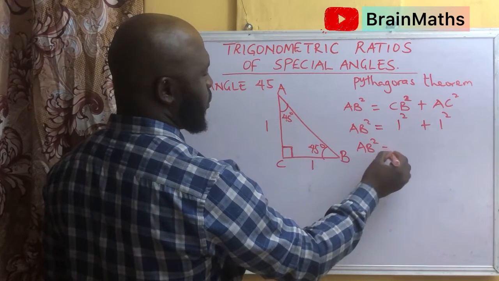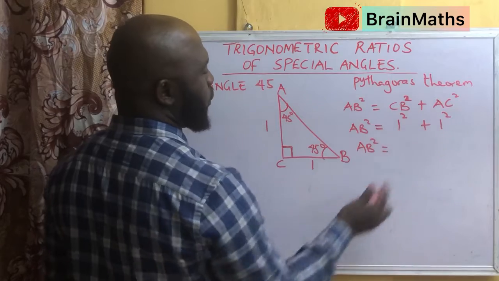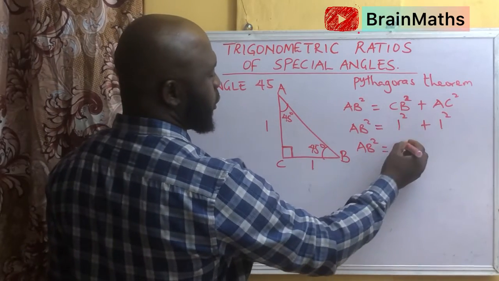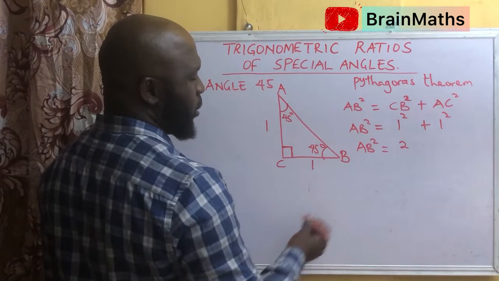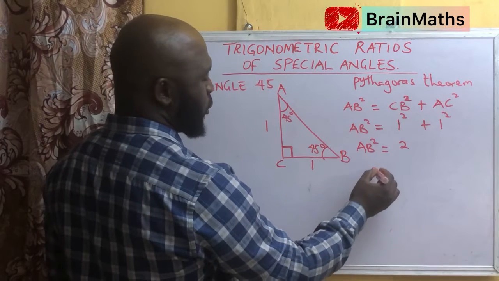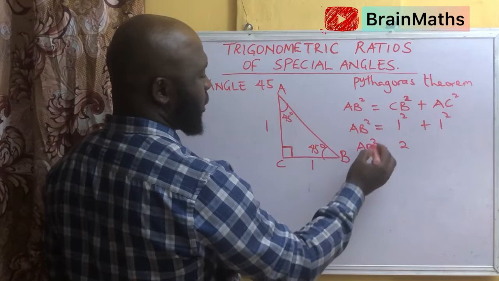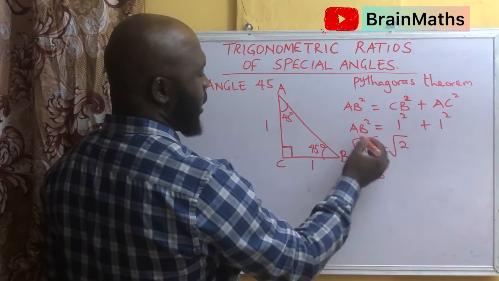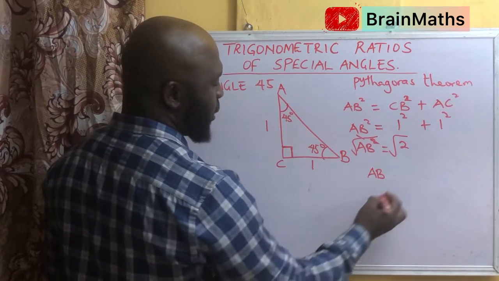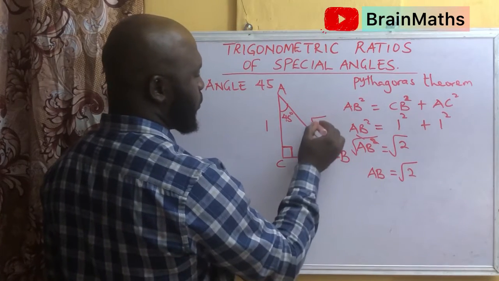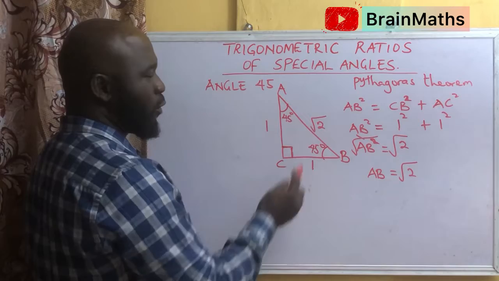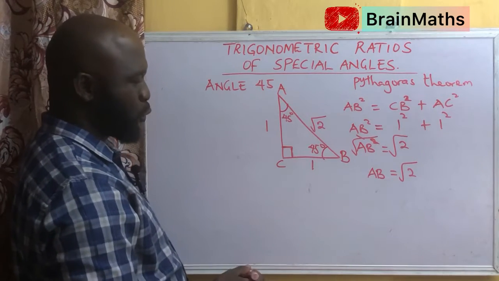AB squared will be equal to 1 squared plus 1 squared. That is 1 plus 1, which is 2. And we are looking for the value of AB. So to get the value of AB, we introduce square roots to both sides to eliminate the square on this side. And AB will be root 2. So the value of our AB here is root 2.